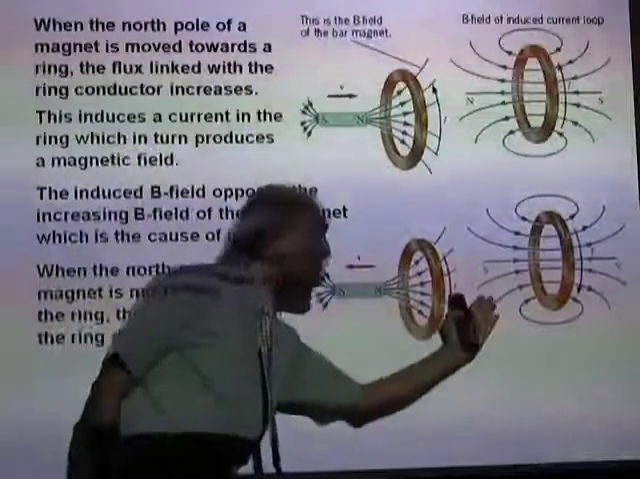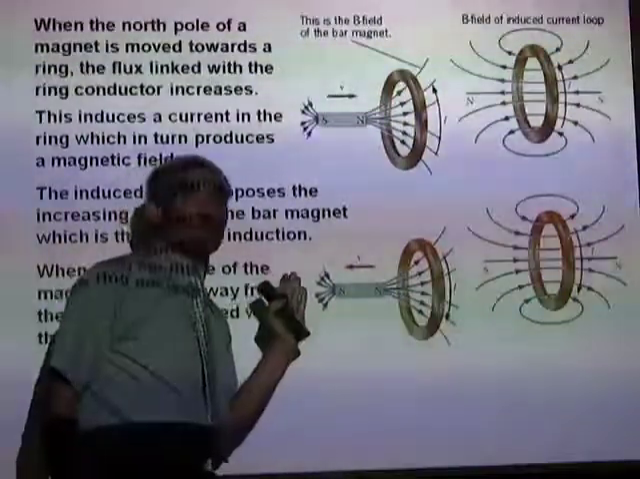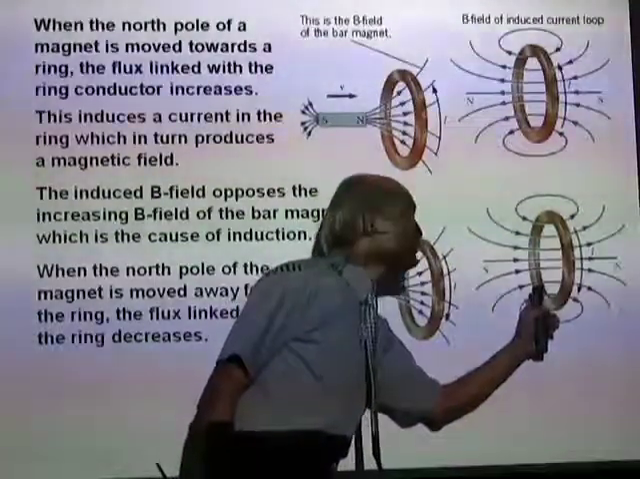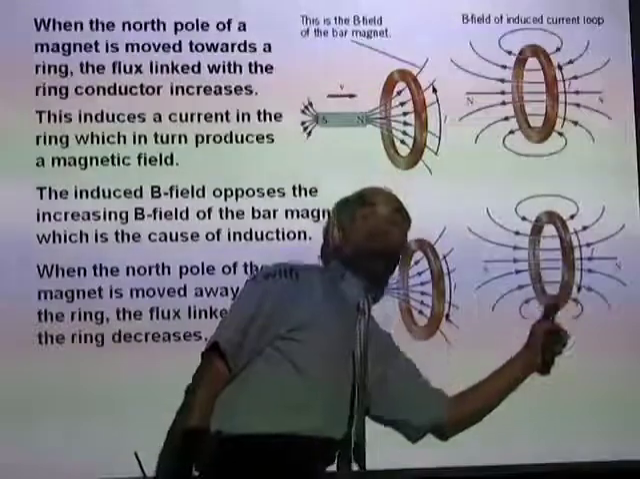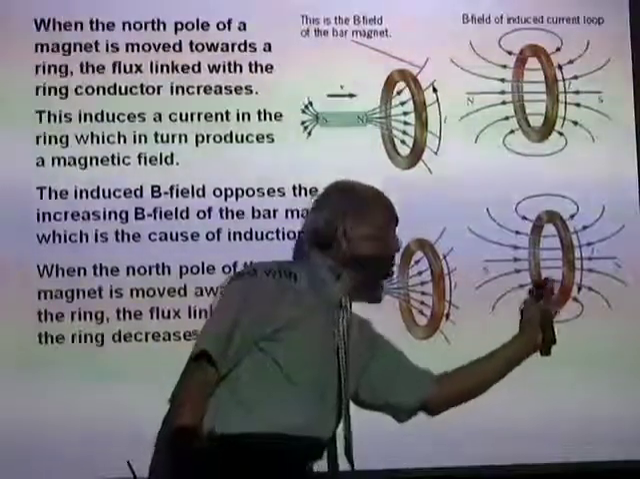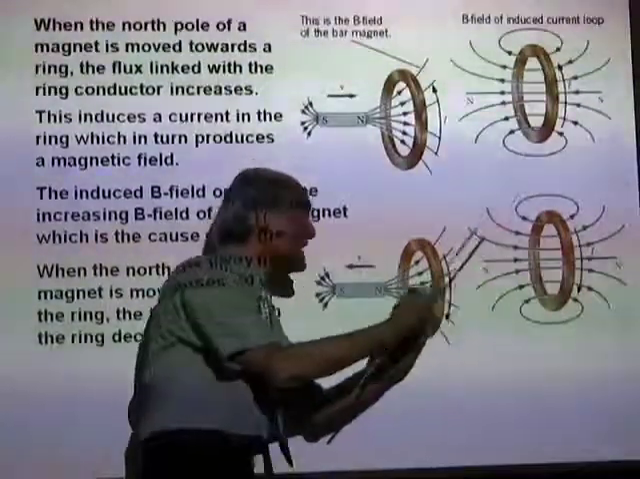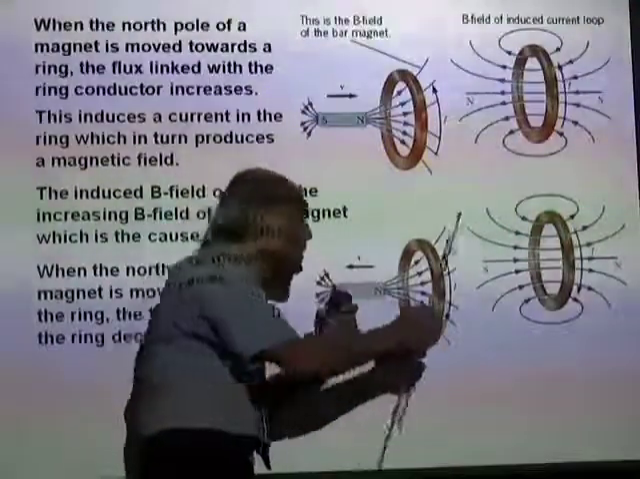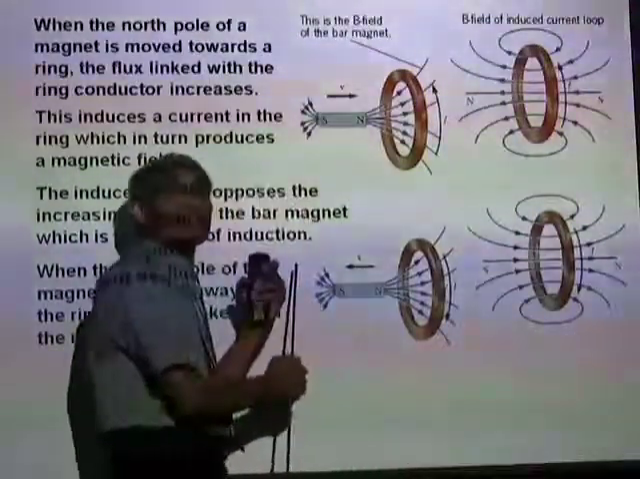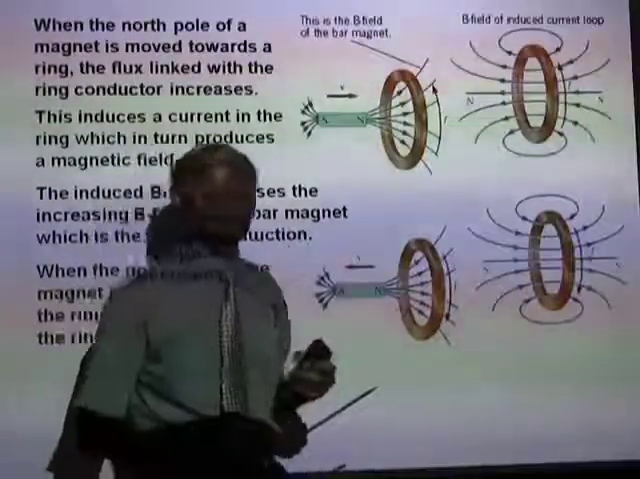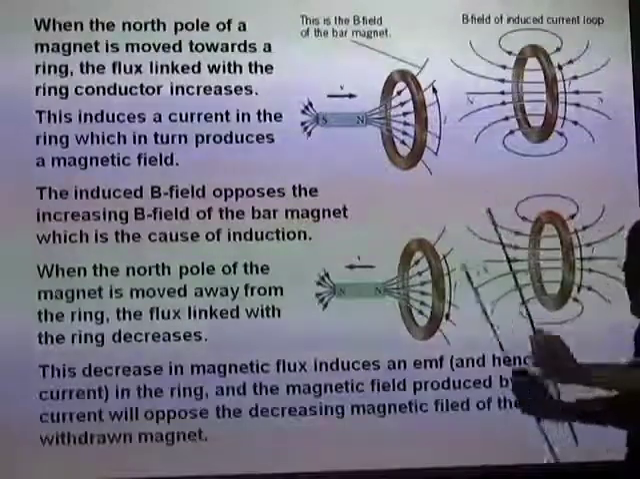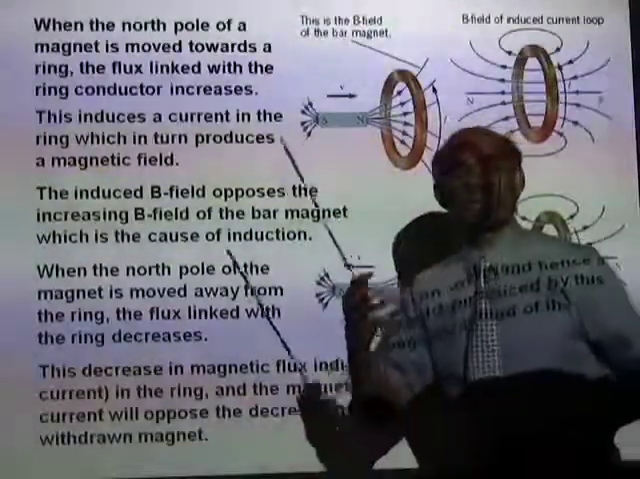So when a north pole is pulled away, the direction of the induced EMF produces a south pole here, so that the two magnetic fields are in the same direction, so that they add up, that way opposing the cause of that induction. Alright, I want you to look at these two one more time to make sure that you understand it.